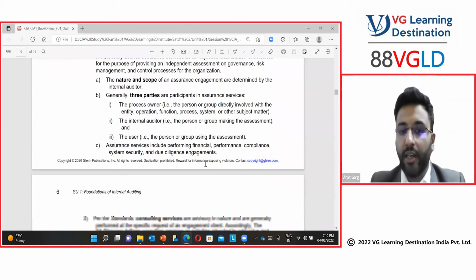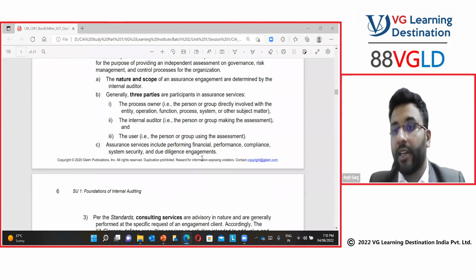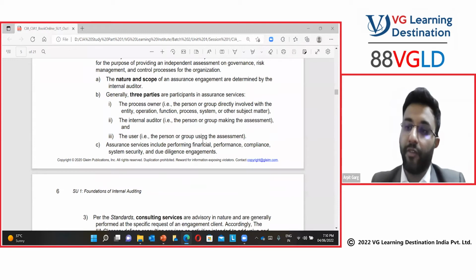Three parties, we are clear, and we are also clear with the types of the engagements. This is again important. What are the different types of engagements? The examiner may ask you, okay, there is a financial engagement review. Is it part of my assurance? Is it part of my consulting? Is it part of my blended engagements? You may end up putting financial as assurance.